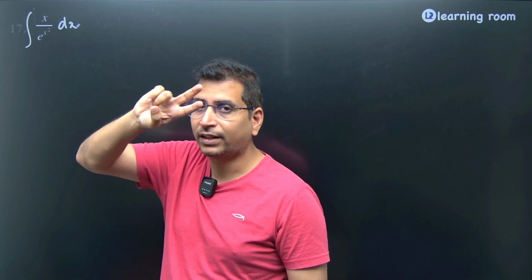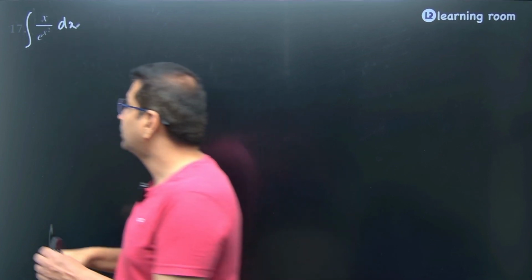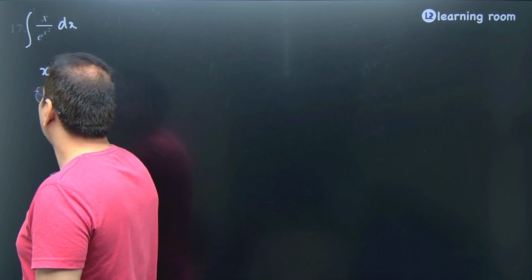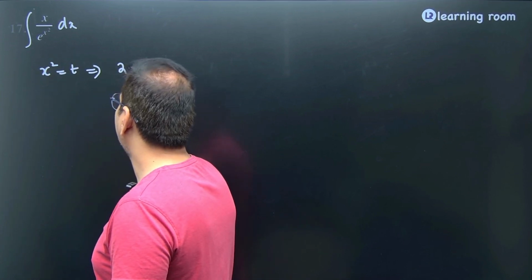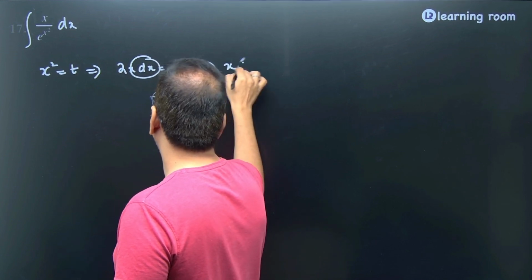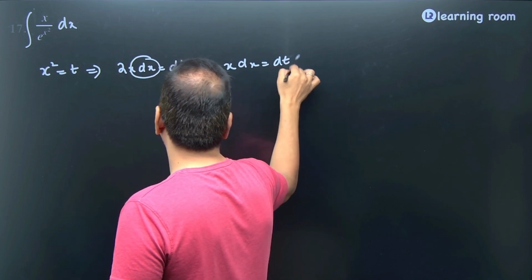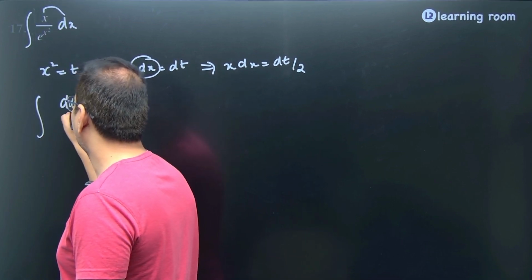So x square is a second degree polynomial. The numerator is a first degree polynomial. So obviously we need to substitute x square as t. This implies 2x times dx is equal to dt. So x dx will be equal to dt divided by 2. So x dx is dt by 2 in the numerator.